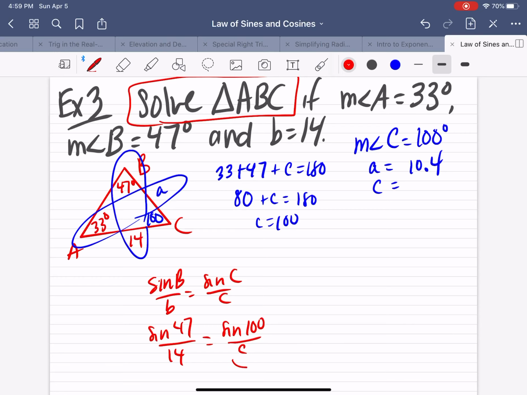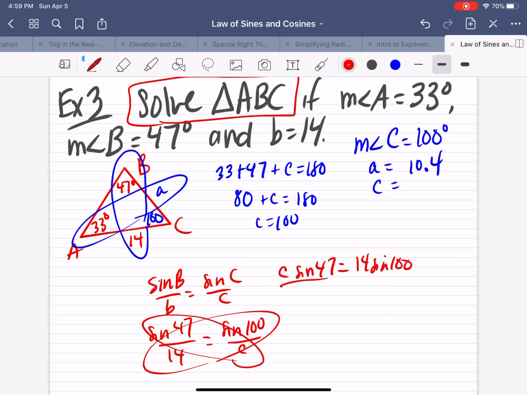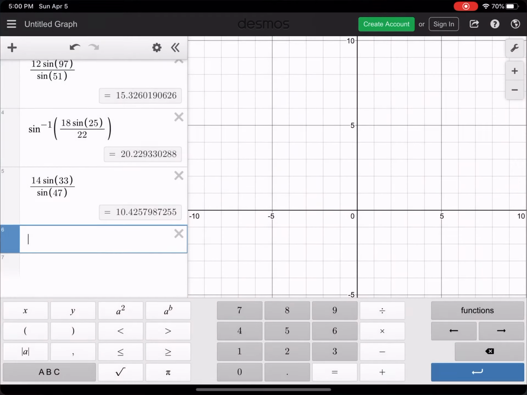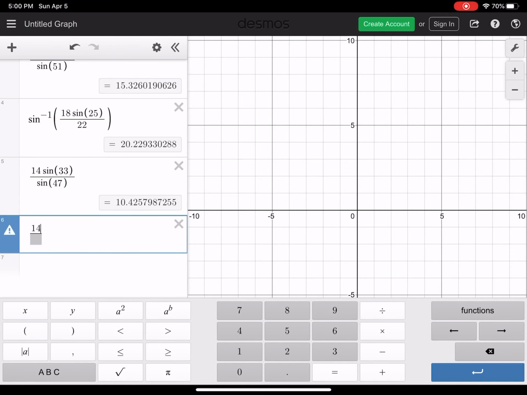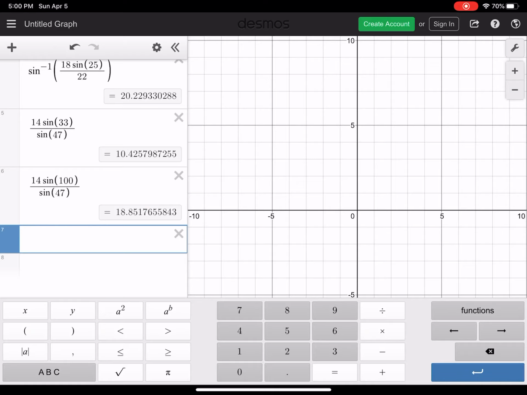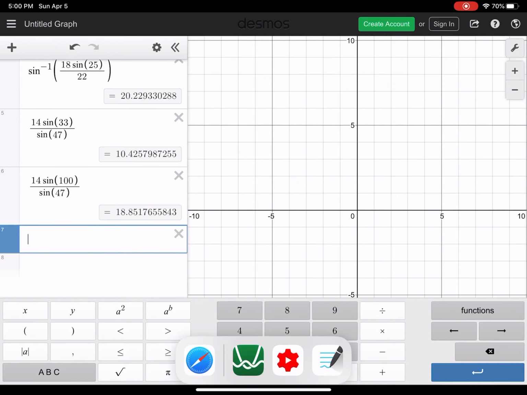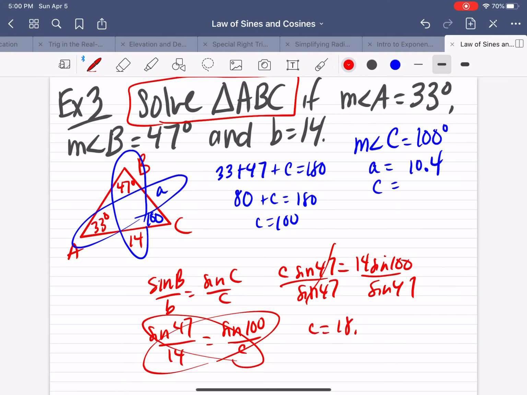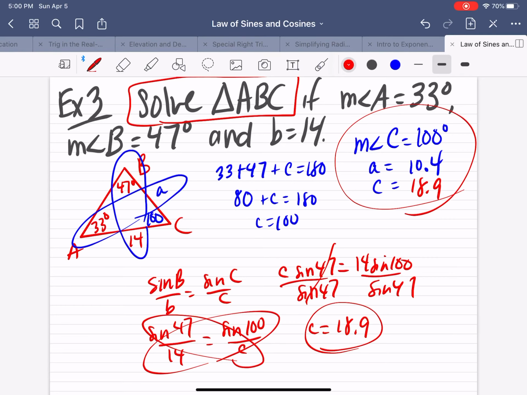So we're trying to find side c this time. So c sine of 47 is equal to 14 sine of 100. To get c by itself, divide both sides by sine of 47. c is equal to 14 sine of 100 divided by sine of 47, which is equal to 18.9 if I round to the nearest tenth. So we found the missing parts, and by that you solve the triangle.